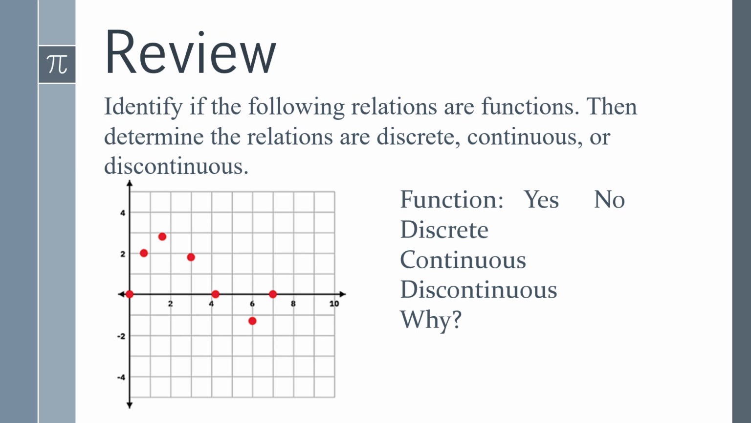Let's go through the same process with this graph. Give you a short moment here. So is this a function? Yes, this is a function, because for every x value, there's only one y value. Is it discrete, continuous, or discontinuous? Well, this is definitely discrete. It's a discrete function. Okay, and why? It's just a group of ordered pairs.